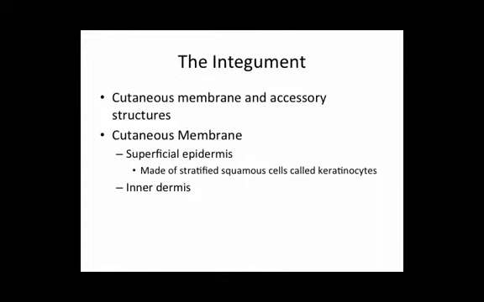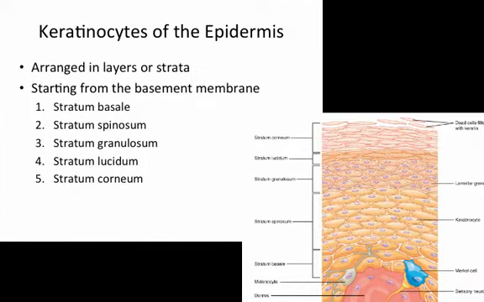The epidermis is the more superficial layer made up of stratified squamous cells called keratinocytes. These keratinocytes are arranged in layers. Starting from the basement membrane, there is a stratum basale where stem cells and melanocytes are. The stem cells produce daughter cells that are pushed up into the stratum spinosum layer where the cells lose cytoplasm and become spiny. Cells are still dividing in the stratum spinosum layer.